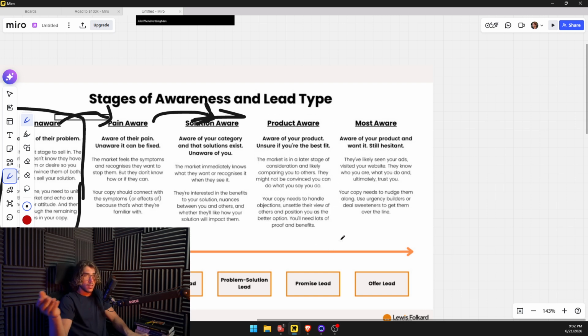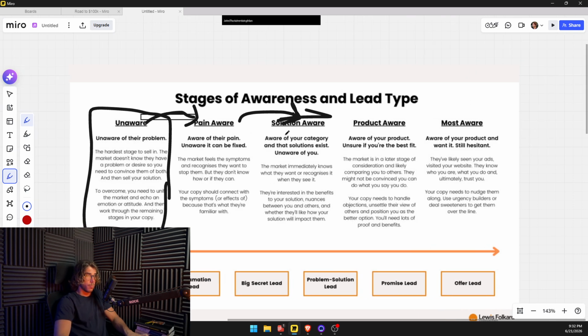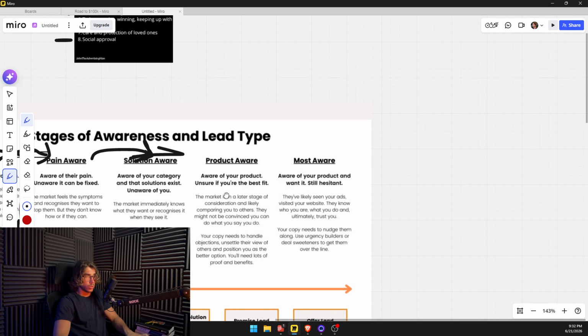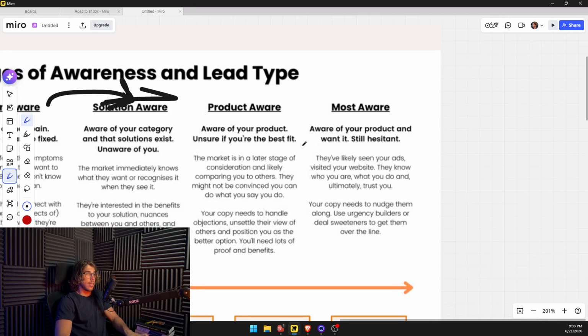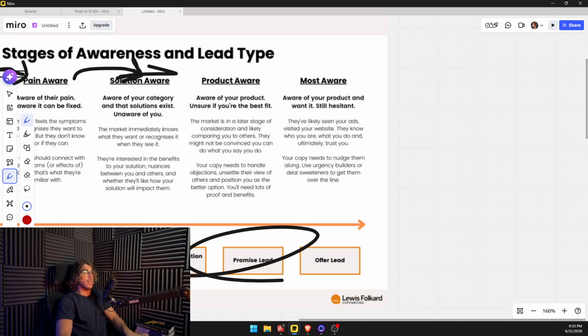Just promise them immediately what they're in for, right? Because they're already aware of the problem. They don't need education. They're aware of the solutions. They know that mattresses are okay. I need a mattress to help me address my back pain. So they just need a promise, right?